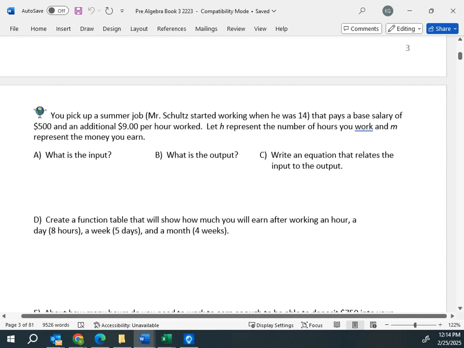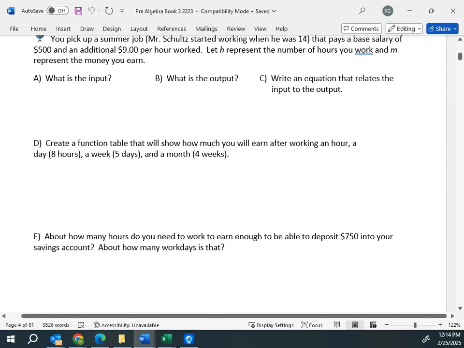So, you pick up a summer job. Mr. Schultz started working when he was 14. You're not quite 14 yet, but you can pick up a summer job that pays a base salary of $500 and an additional $9 per hour worked. Let H represent the number of hours you work, and M represent the money that you earn.